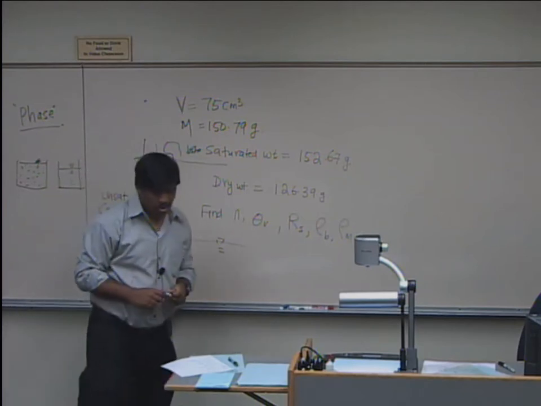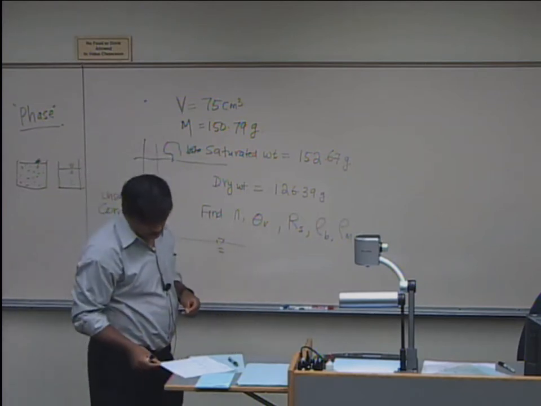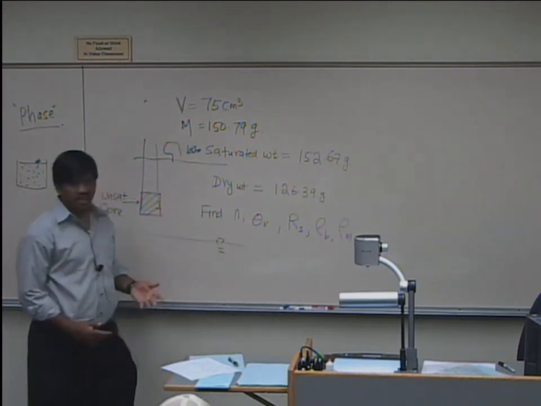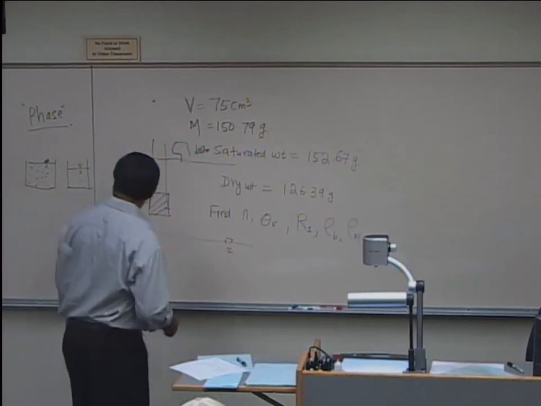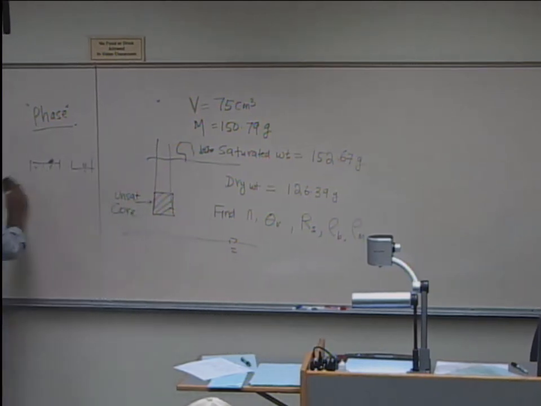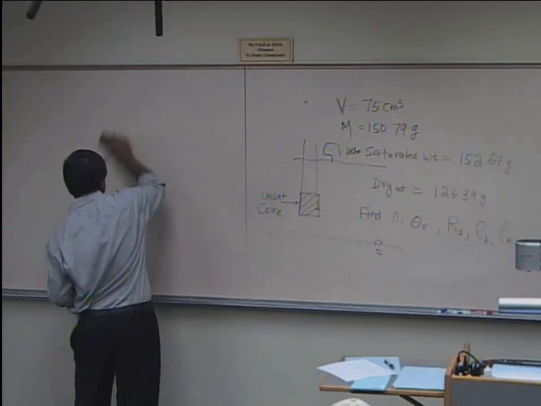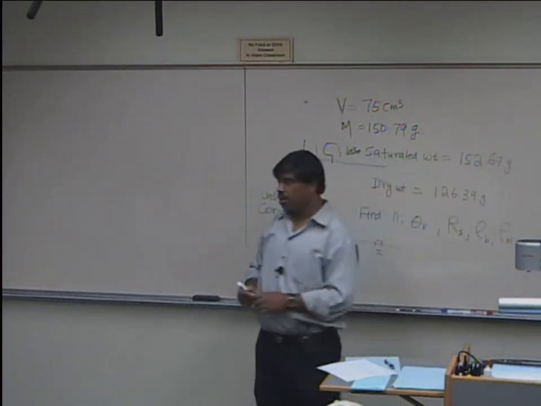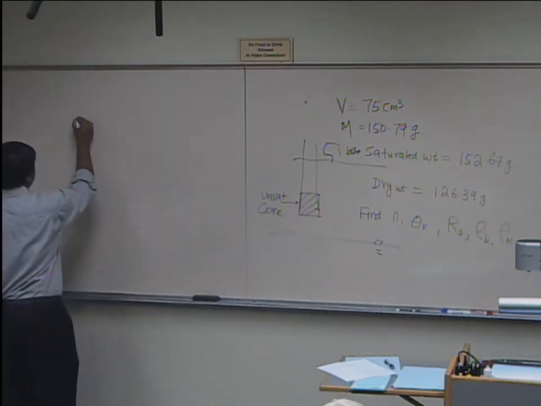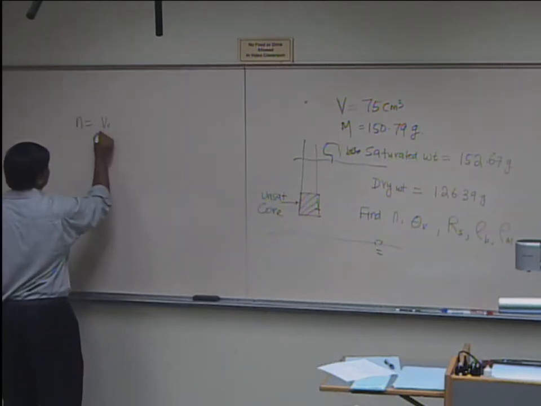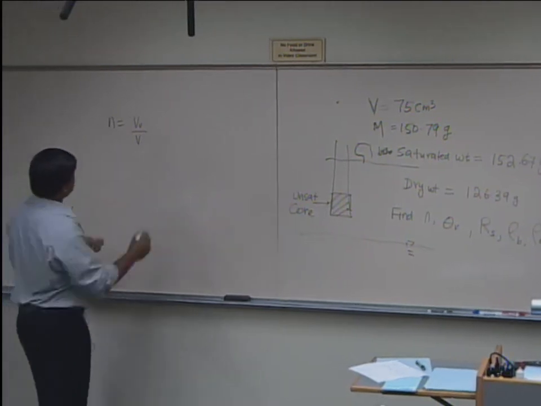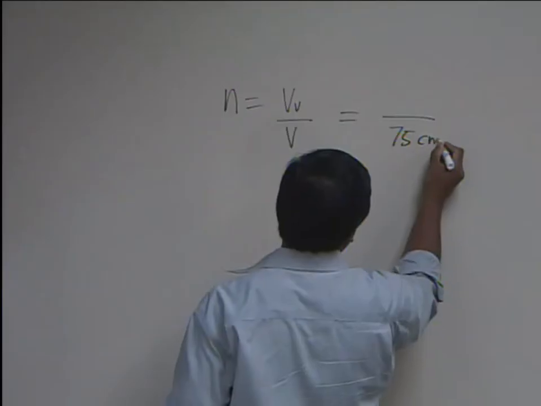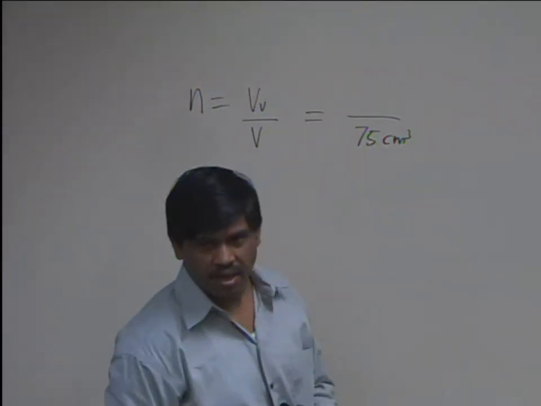Now the next thing I want to find is the void volume. How do I find void volume from these things? Any idea? If you want to find porosity, I know n is the volume of the void by the total volume. Total volume is known, so 75 should go down. What's the void volume? Can I calculate void volume?